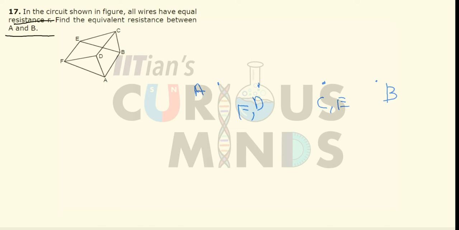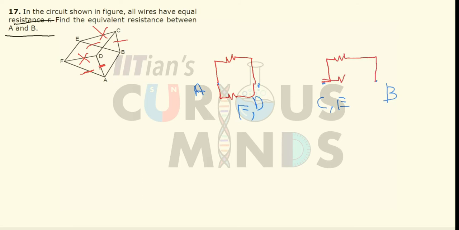Now there is one resistance between point A and D and A and F, which is this resistance. Now this resistance will be neglected as both of them are at equal potential. Similarly, there will be two resistances between the point C and B and C and D, and this resistance will be neglected.